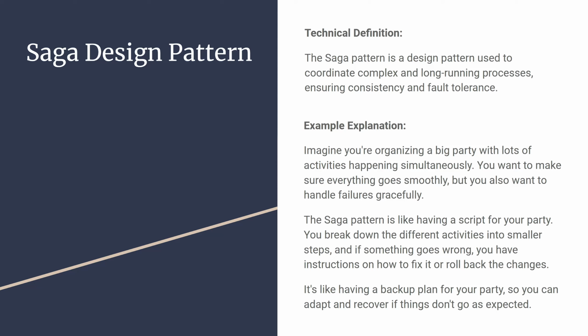You break down the different activities into smaller steps, and if something goes wrong, you have instructions on how to fix it or roll back the changes. It's like having a backup plan for your party so you can adapt and recover if things don't go as expected. So let's look at some of the components that we have with the Saga design pattern.